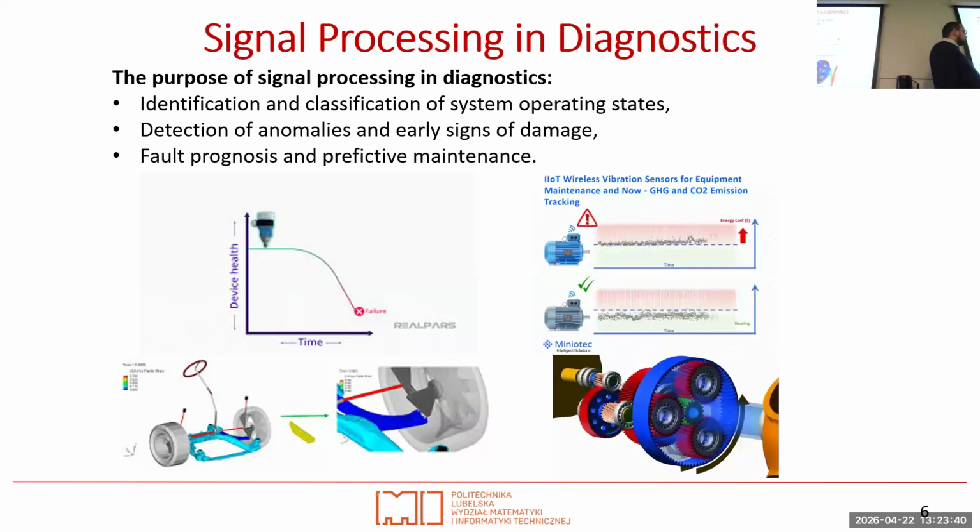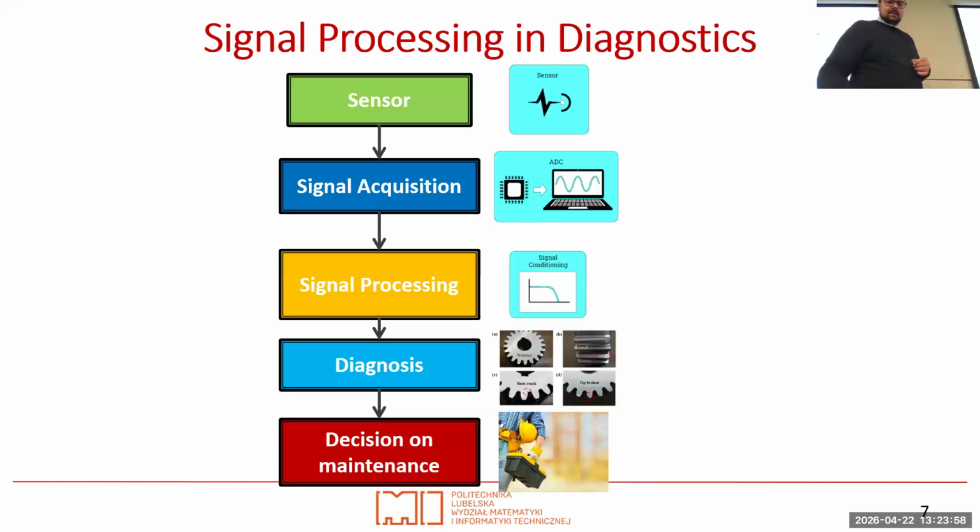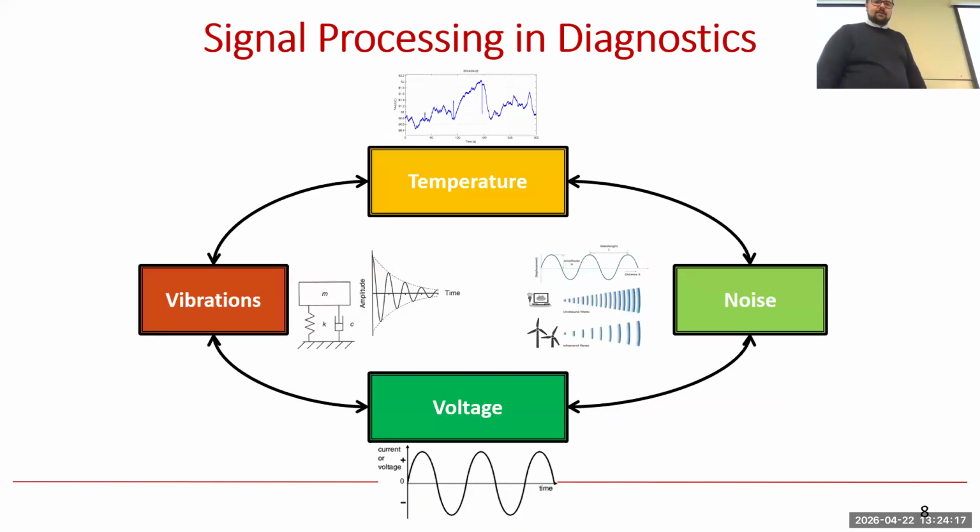Here are also other examples where signal processing can be used, and also different methods, for example FEM methods, or a combination of normative methods and FEM methods. This is the standard approach: we have a sensor, then signal acquisition from the system, we do some signal processing, and we make a diagnosis and decision on maintenance. This is the introduction, and I will now refer to my research.